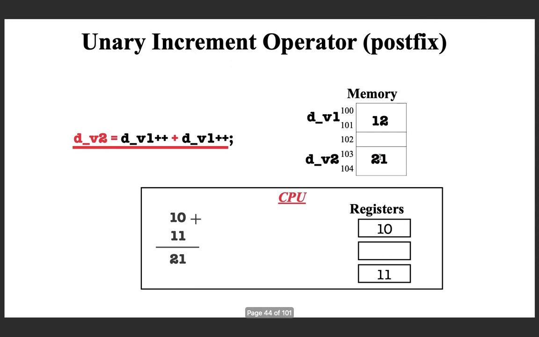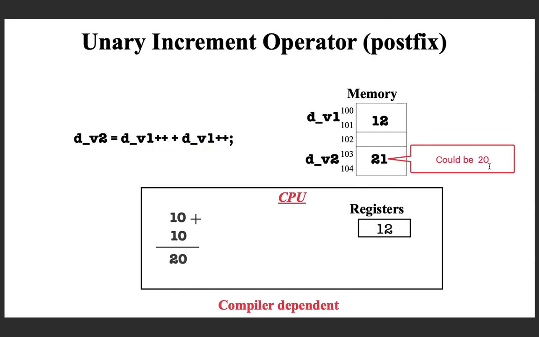Okay, and this is compiler dependent, and it could be 20 also. Suppose the entire expression in the RHS is evaluated before this increment happens, then 10 plus 10, 20, will be assigned to the LHS variable, and after that both the increments will be performed, and anyway you will get the value of this variable as 12 after executing the halt statement. But the value that you are going to get in this particular variable is compiler dependent.